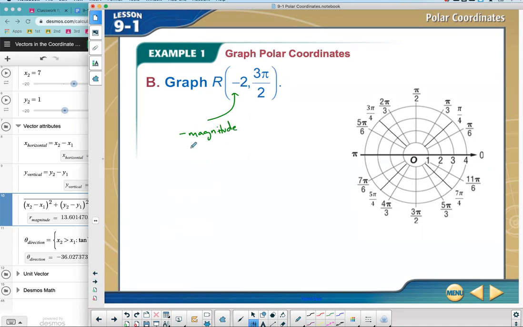Negative magnitude means to move in the opposite direction, or away from theta. So instead of moving 2 circles, or a radius, that's the circle has a radius of 2, going towards 3 pi over 2, we're going to move away from 3 pi over 2. So here's 3 pi over 2. Instead of moving 2 radiuses towards it, I want to move away from it. 1, 2. There's my magnitude, 2 units away from 3 pi over 2. So starting from the origin, I went away from it, and that would be point number R.